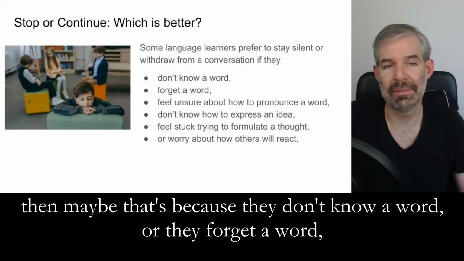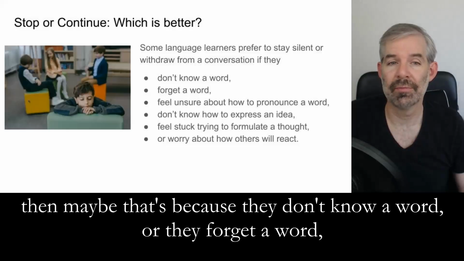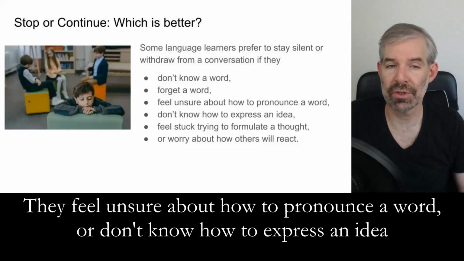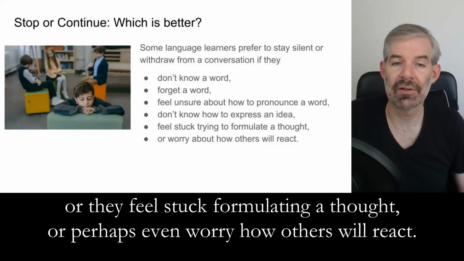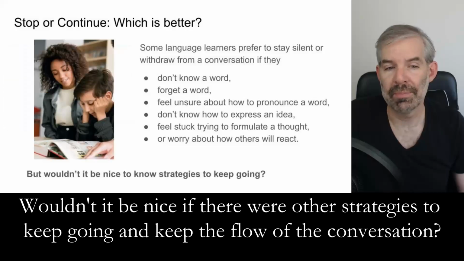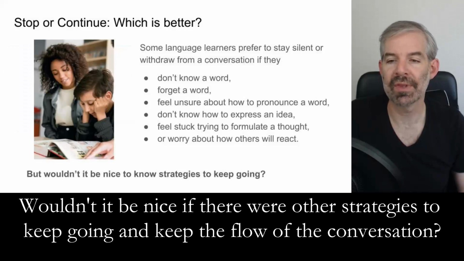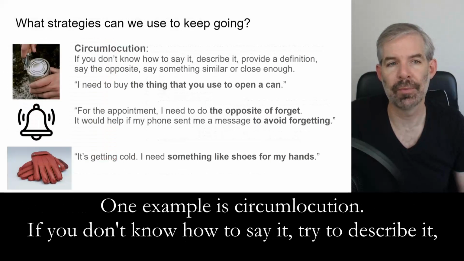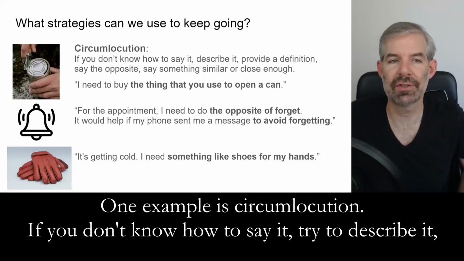So in the case of language learners, sometimes if we stay silent or withdraw from a conversation, that's maybe because they don't know a word, they forget a word, they feel unsure about how to pronounce a word, or don't know how to express an idea, or they feel stuck formulating a thought, or perhaps even worry how others will react. And I don't think that the silence or stopping should be the solution. Wouldn't it be nice if there were other strategies in order to keep going and keeping the flow of the conversation? So one example is circumlocution.